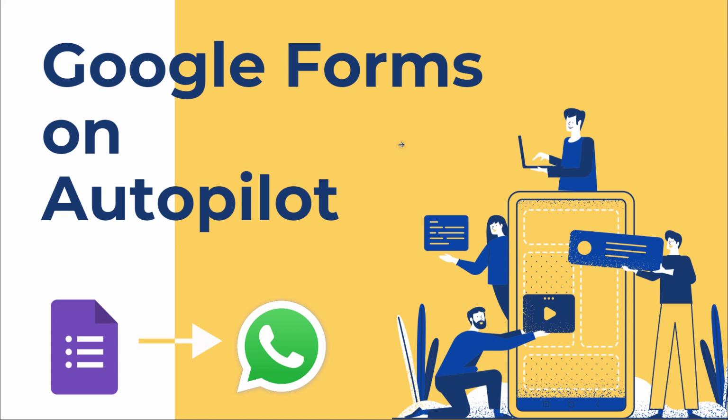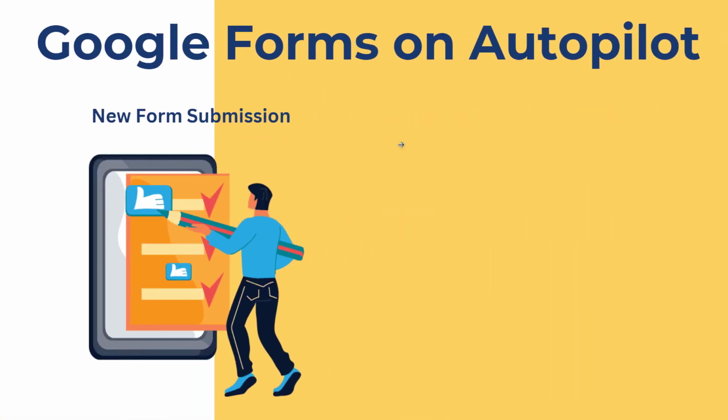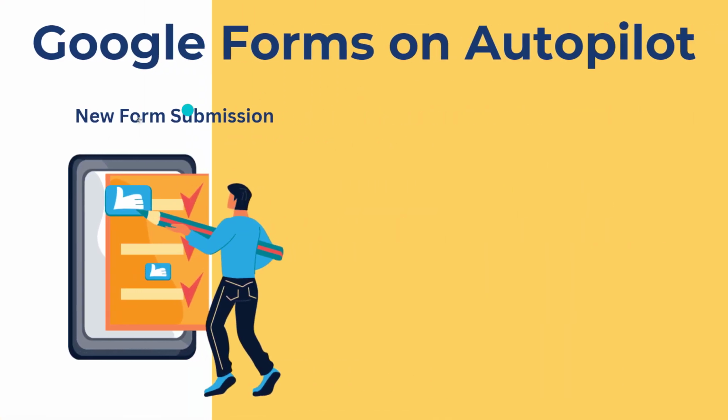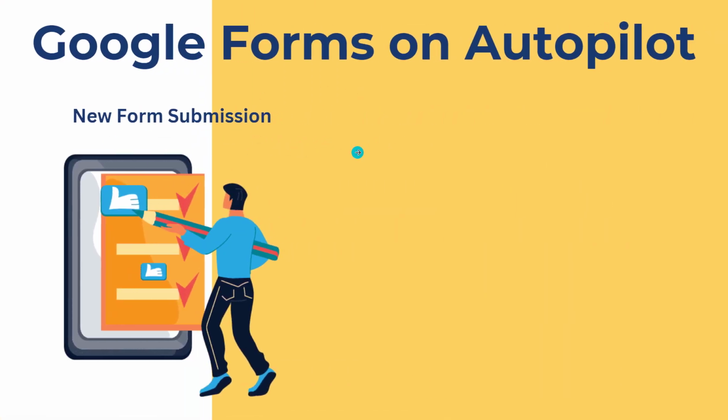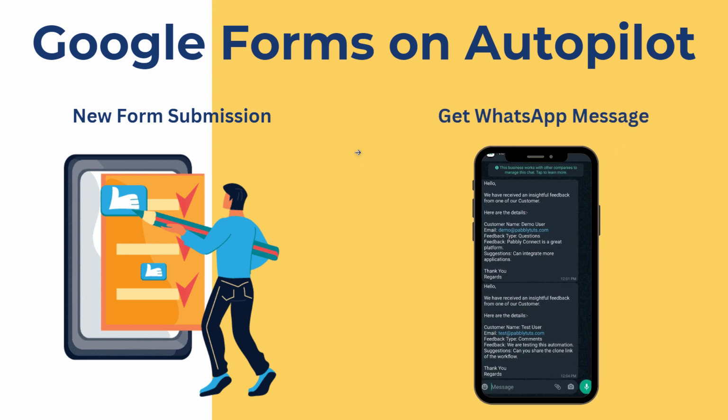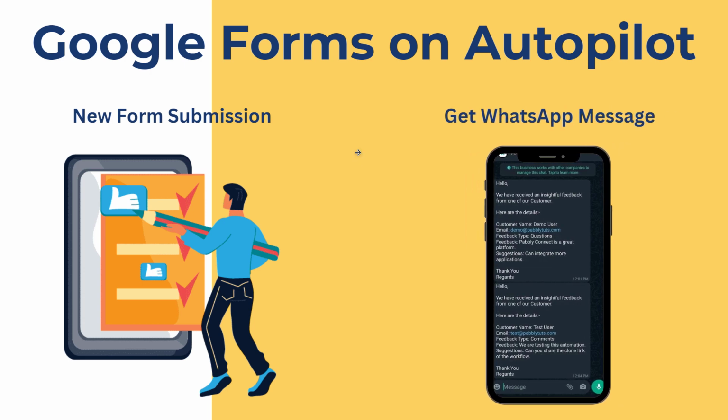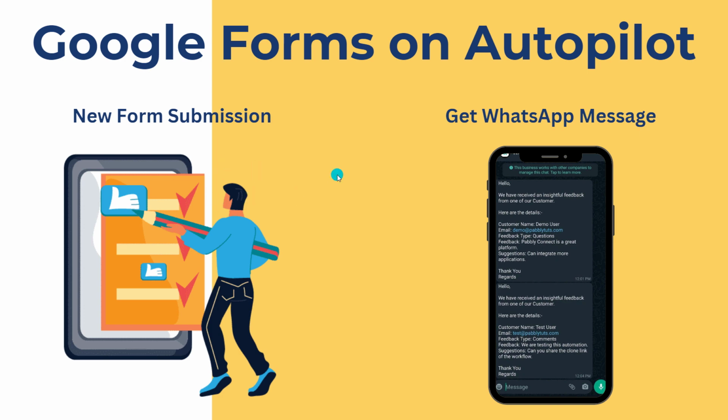In this video, we are going to discuss how you can set up your Google Forms on Autopilot. Yes, that's right. We are going to talk about a simple Google Form automation using which, whenever you receive a new form submission in Google Forms, you will automatically get a WhatsApp message, a WhatsApp notification, with all the form responses which the user has entered in your Google Form.